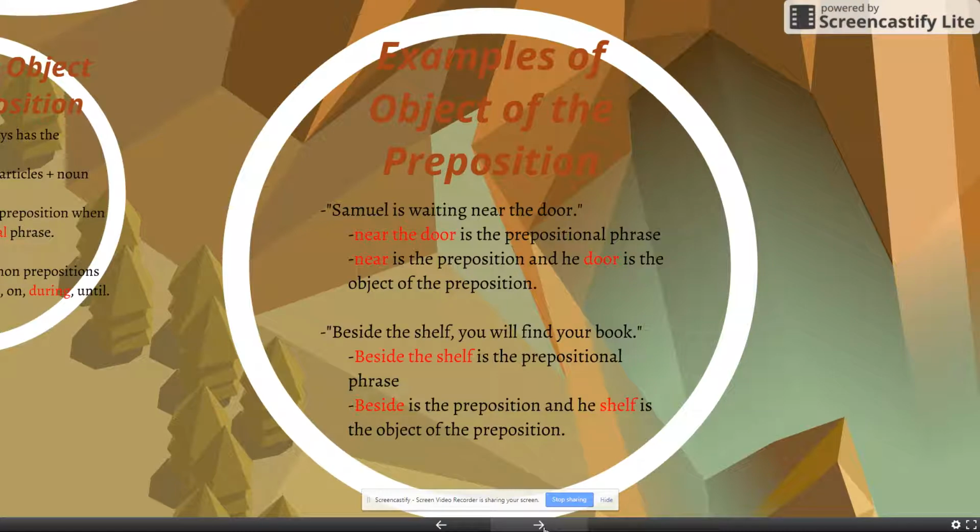Beside the shelf, you will find your book. The subject of that sentence is you, will find is the verb, and in this case we do have a direct object, book. Book is receiving the action of finding. The prepositional phrase, however, is beside the shelf. In this case, beside is the preposition and shelf is the object.